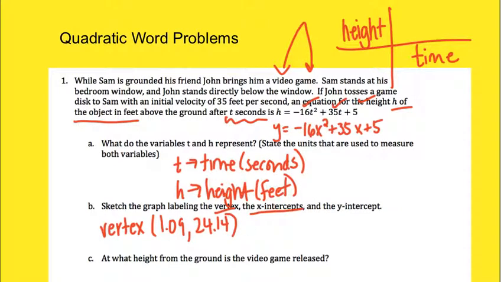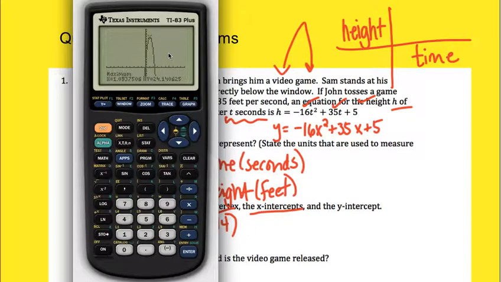Now let's find the X-intercepts. Here's how you find the X-intercepts. Remember, one way I showed you, X-intercepts are found by putting 0 in for Y. So what we did here was we went back to Y equals, and for Y2, I'm going to put 0.